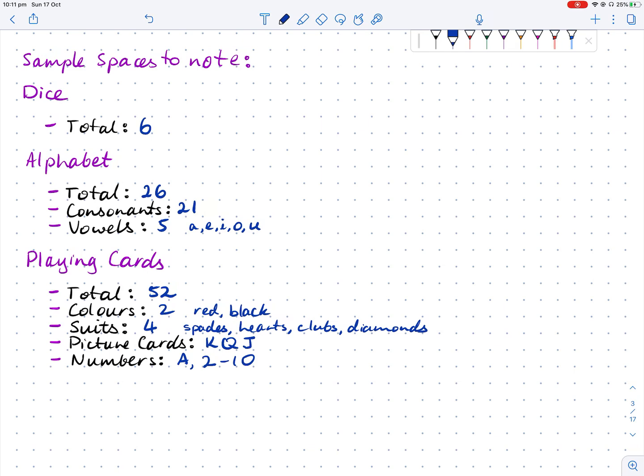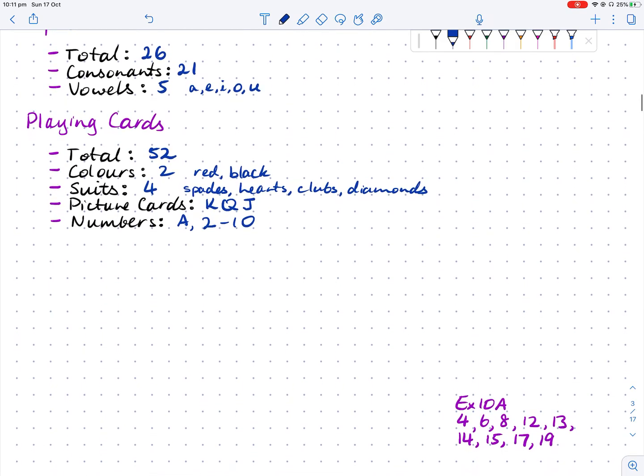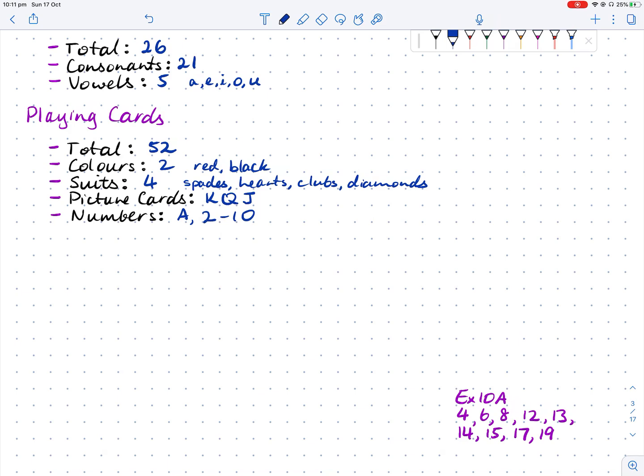If you don't know those, make sure you do go have a look at a deck of playing cards. I know most of your textbooks will have a picture of all the different types of playing cards. Make sure you familiarize yourself with that. All right, have a go at some of these questions. Most of this is your simple probability. You shouldn't have too many issues with it. If you do, let me know and we can work through these together.